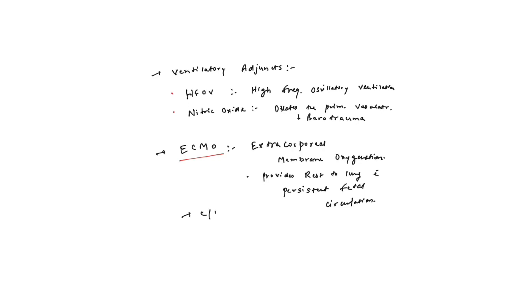What will be the contraindications of extracorporeal membrane oxygenation? Prematurity and irreversible heart damage, in which the baby is not salvageable. These will be the contraindications of ECMO, along with non-viable congenital malformation.